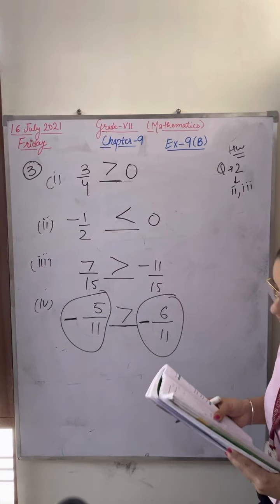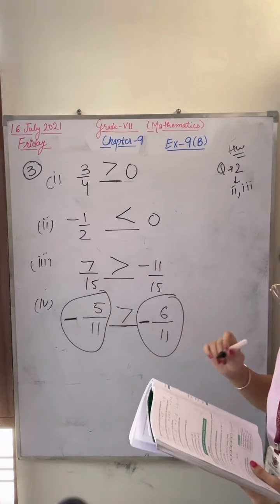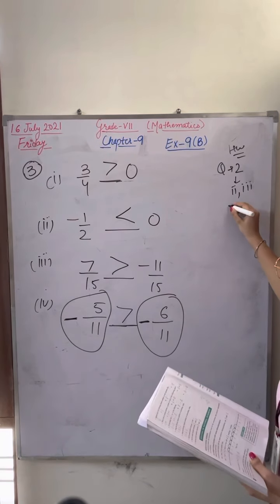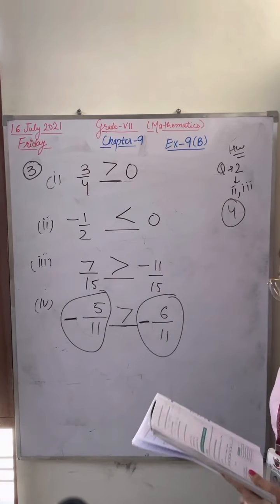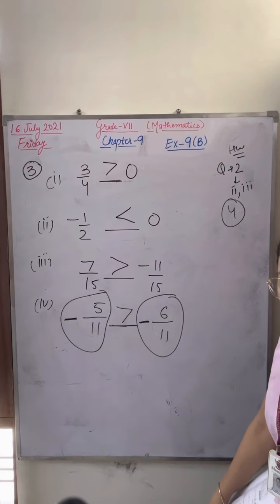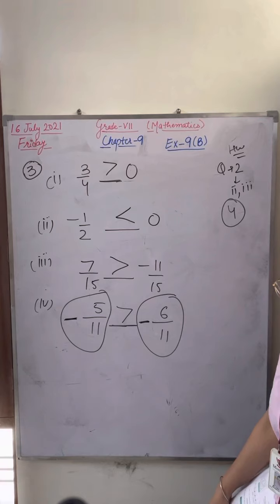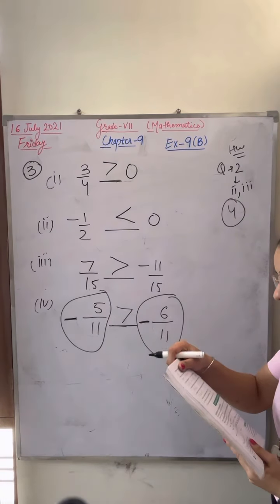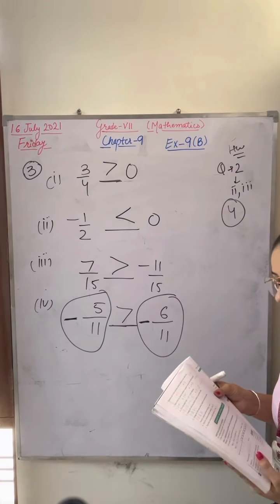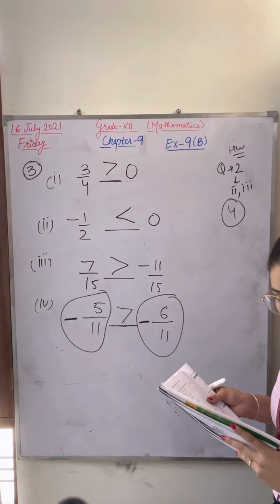Sure? Very good. The fourth question is again fill in the blanks. So the fourth question I am giving you for homework. Quickly mark the fourth question for the homework, everyone. The fourth question is again filling the blanks. Sure? Very good.